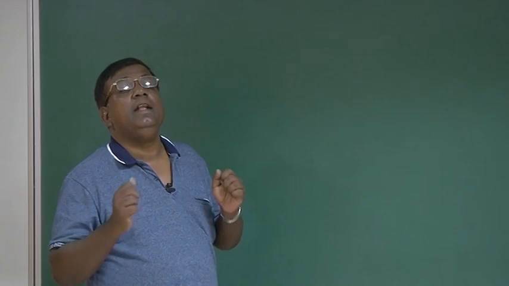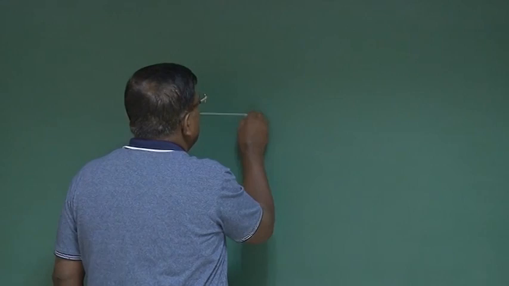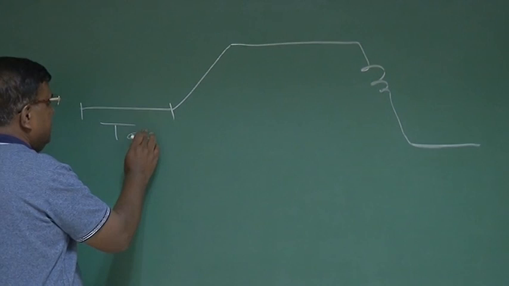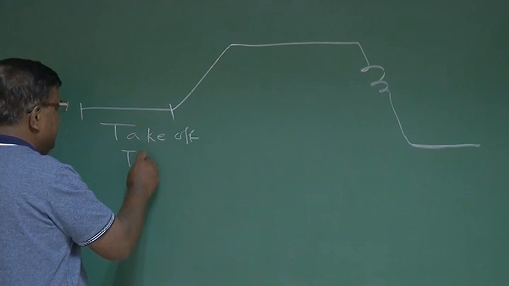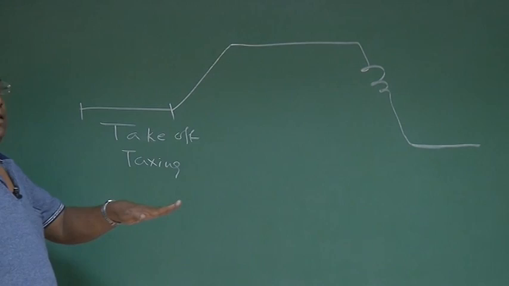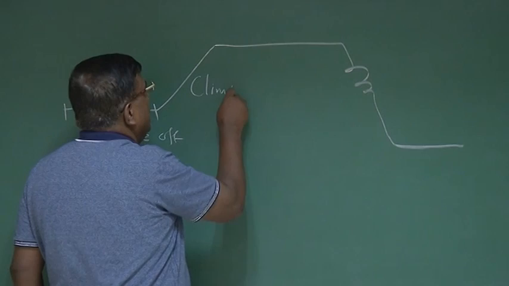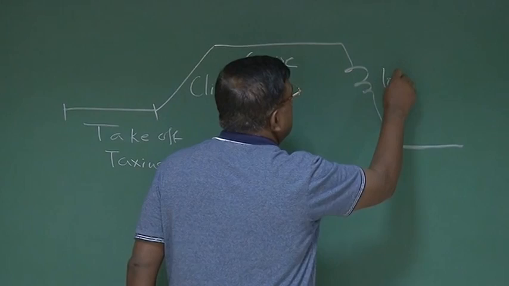When you want to design an aircraft, you know that there are phases. Typically, I can draw it like this. Takeoff and taxiing. In fact, it starts taxiing, then attains a particular speed, then puts the front wheel up, then climb. So this is the climb phase, and this is the cruise. Then this is loiter and landing. Okay, this all we now know.